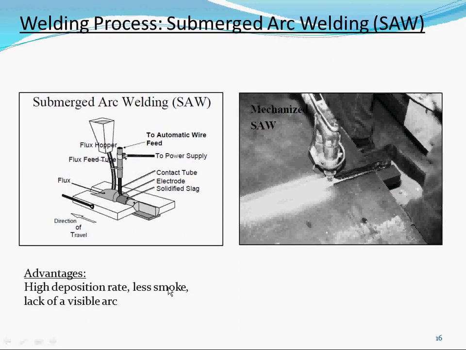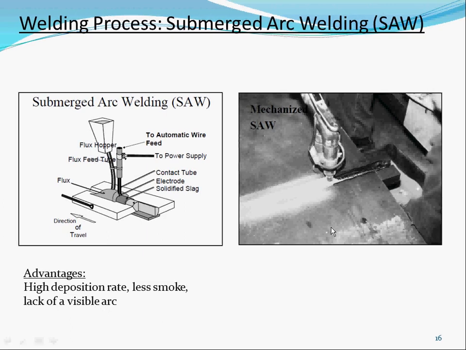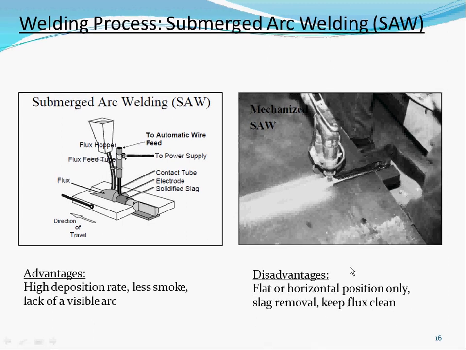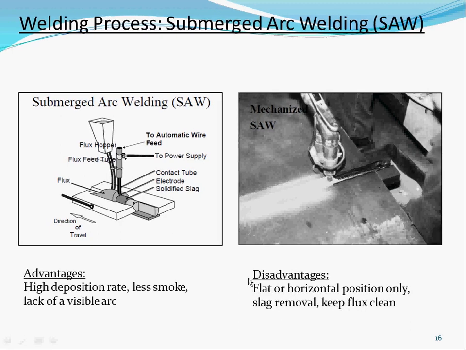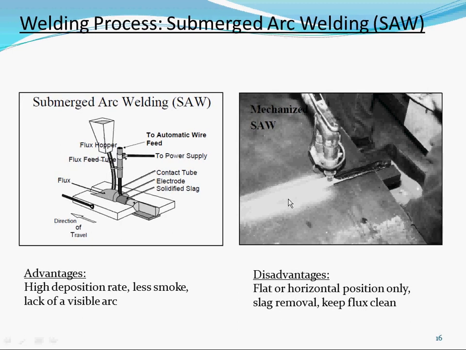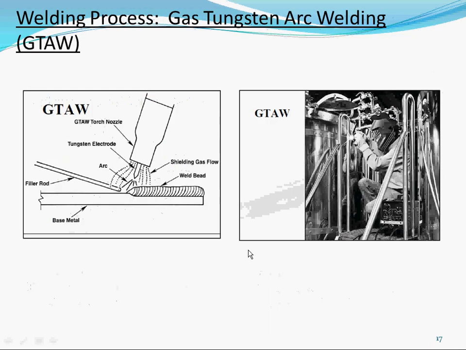High deposition rate, no smoke, and no visibility of the arc. Welders always put on a mask because they don't want to see the arc flash. With this one, because of the cover, you don't really see it at all. Disadvantages: obviously flat and horizontal position only. You need to remove the slag, and you have to keep the flux clean. This is the flux that they put on, or else it will affect the performance.